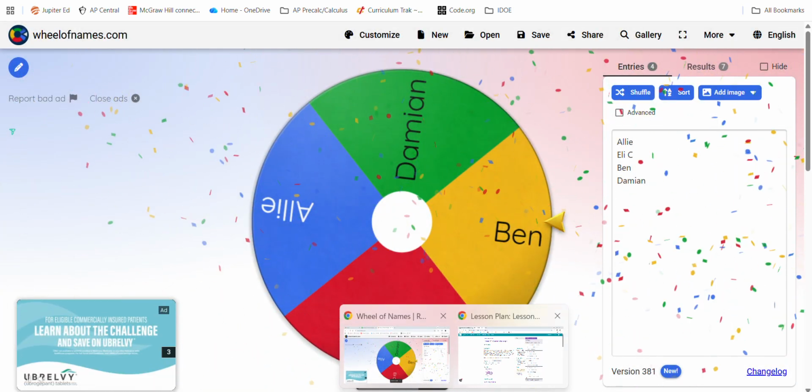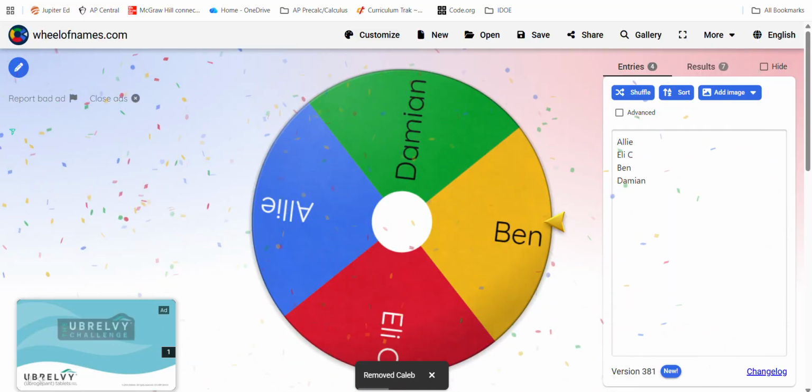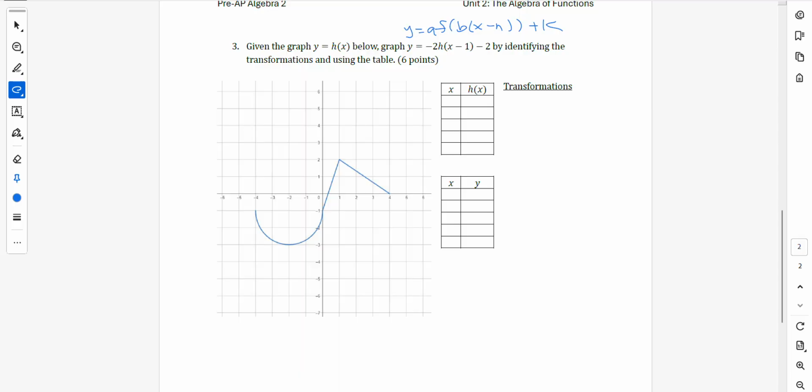Caleb. If I'm going to fill out this table right here, what do you think are going to be the 5 points that I take from my graph? -4, -2, 0, 1, 4.